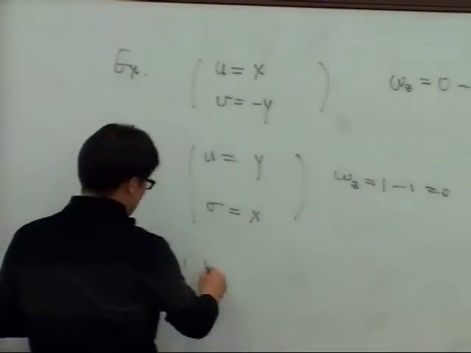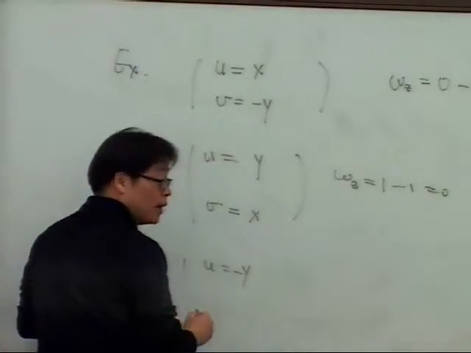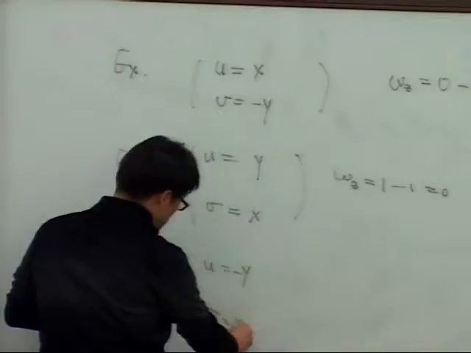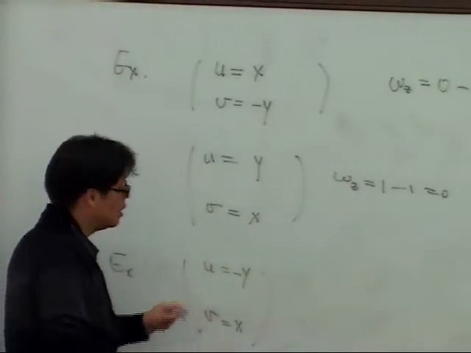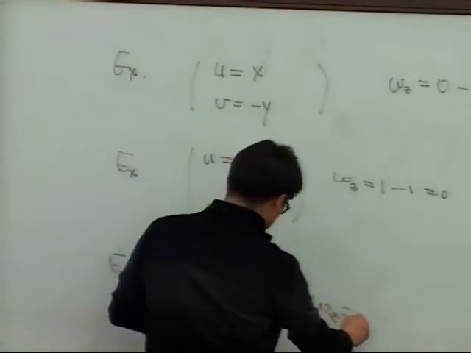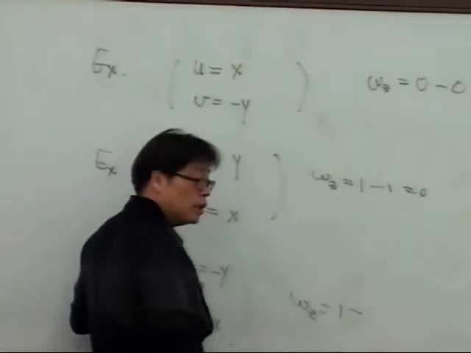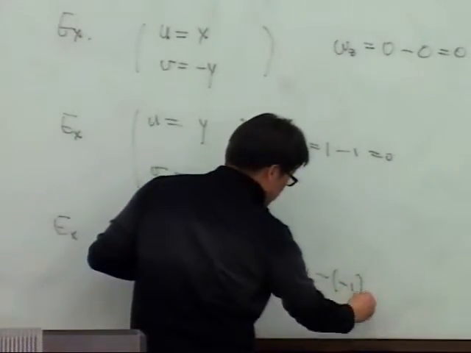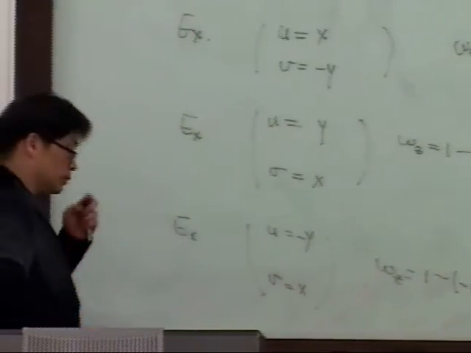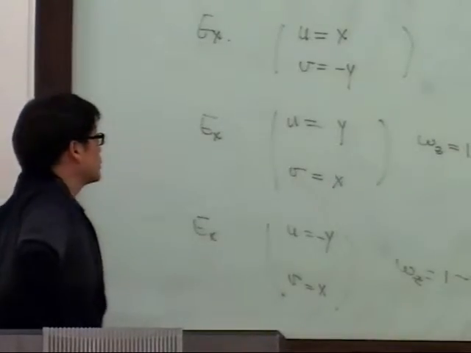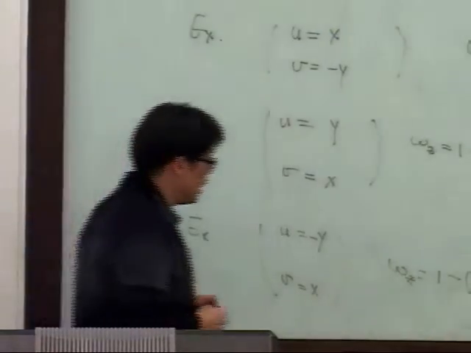I'll just change the sign. Let me change the sign of u. It still satisfies the continuity equation. If I check the vorticity, dv/dx is 1 minus du/dy, which is another minus 1, so I have 2. So this is not equal to 0.